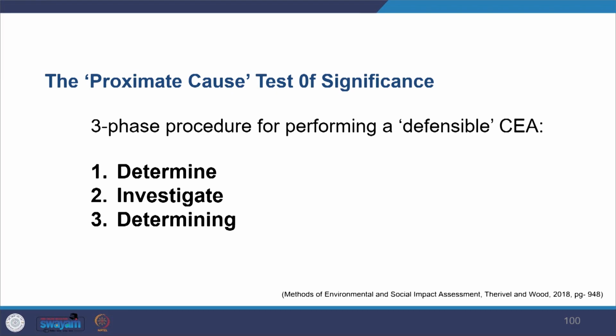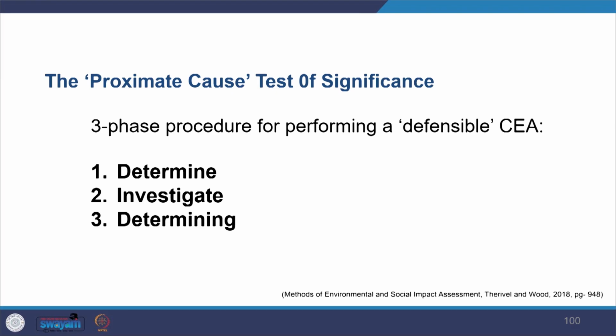The proximate cause test for effect prediction is based on the basic concept of proximate cause. And what does proximate cause mean? It's an act for which an injury results as a natural, direct, uninterrupted consequence, and without which the injury would not have occurred. So if that act is going to happen, it is going to lead to injury, resulting in natural, direct or uninterrupted consequences. So that is proximate cause.